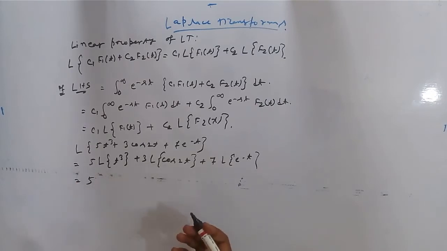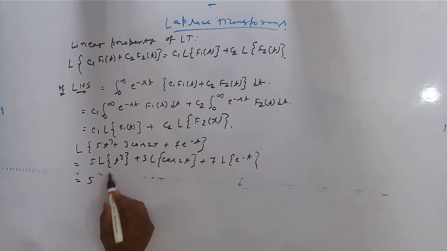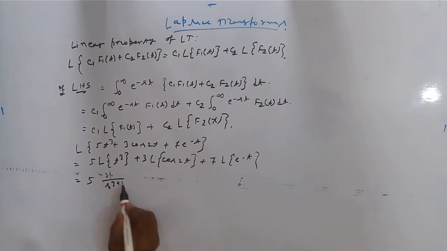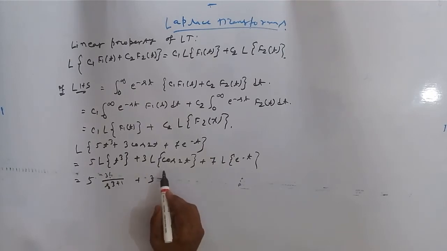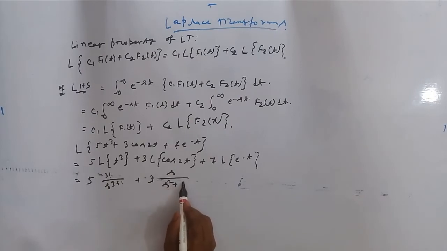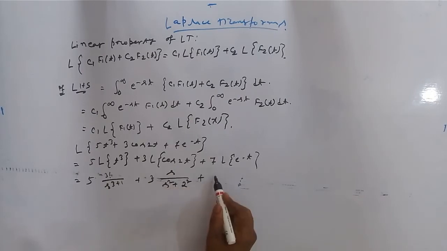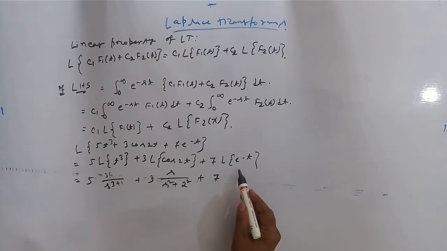Now I have discussed the previous results of Laplace transform of t to the power n. That will be n factorial, that is 3 factorial by s to the power n plus 1, that is 3 plus 1, plus 3 into Laplace transform of cos at is s by s square plus a square, here a equal to 2, plus 7, and Laplace transform of e to the power minus at is 1 by s minus a, here a is minus 1, that is coefficient of t, that will be plus 1.